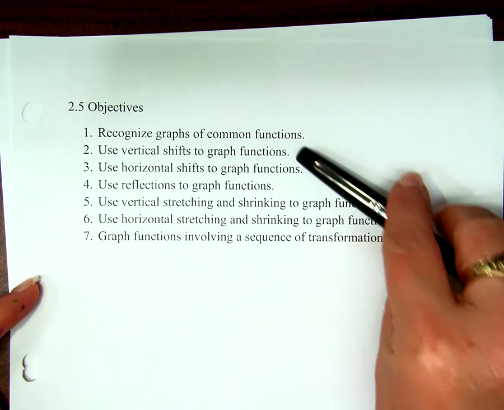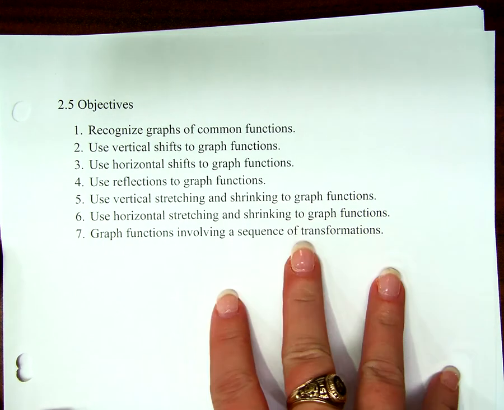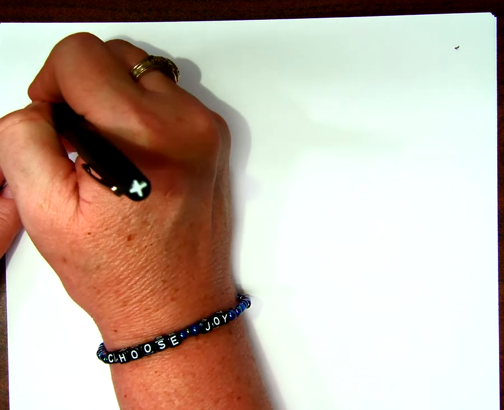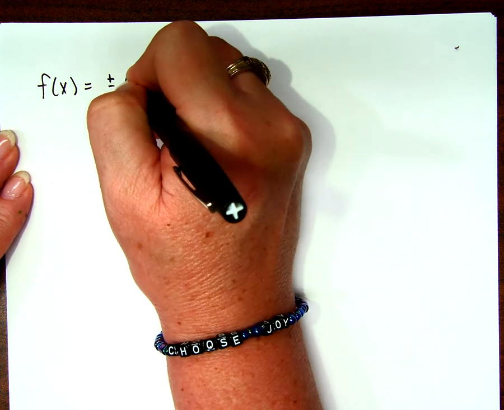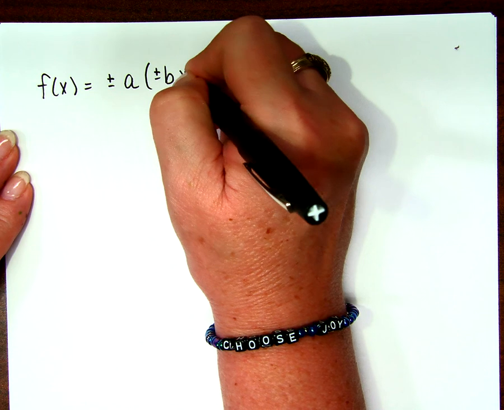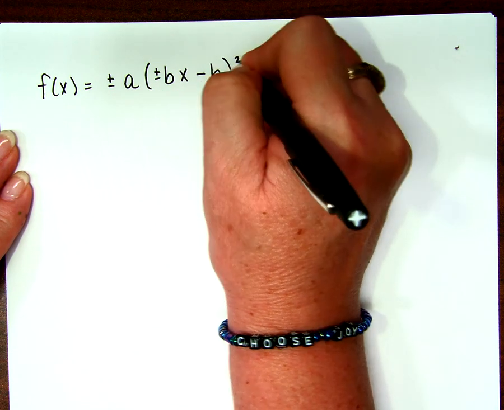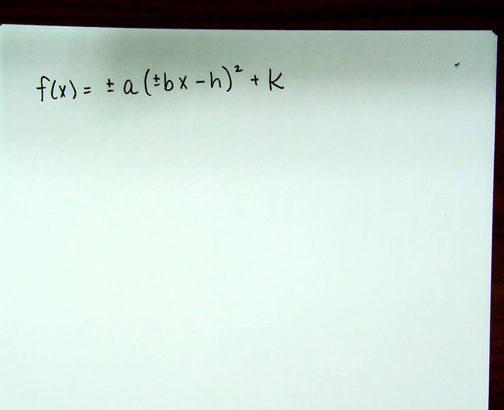Okay, so here's what we're going to do. I could give you equations to talk about all of these individually, but I'm not going to do that because we've already done that. So if it's okay with you, let's talk about this: f of x equals plus or minus a, parenthesis, plus or minus b, x minus h, squared, plus k. That's what we're going to talk about.